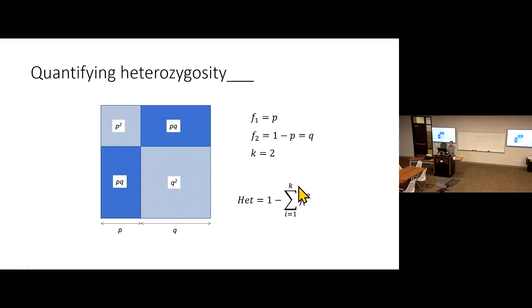So in general, this heterozygosity definition is 1 minus the sum of the frequencies squared, P squared plus Q squared. For K equals 2, if you only have black and white members in the population, then this is 2PQ.